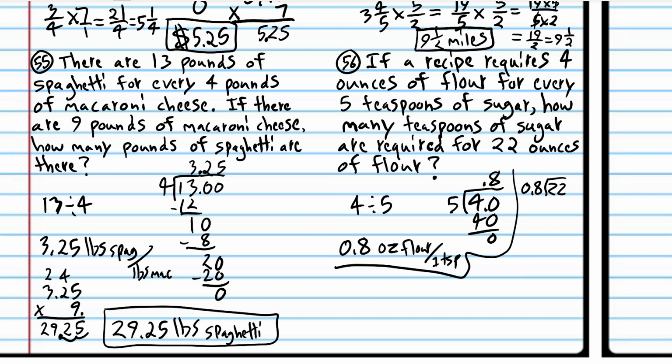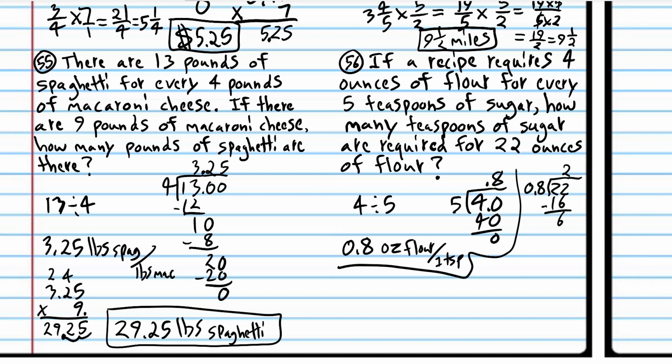So ignore the decimal. How many times is 8 going into 2? It doesn't go at all. How many times is 8 going into 22? It goes in 2 times. 8 times 2 is 16. 22 minus 16 is 6. And you can do all the borrowing and all that type of stuff if you want to.